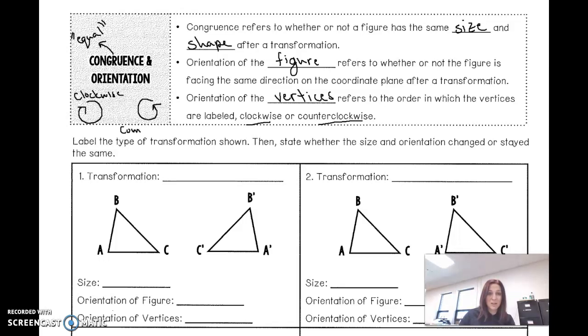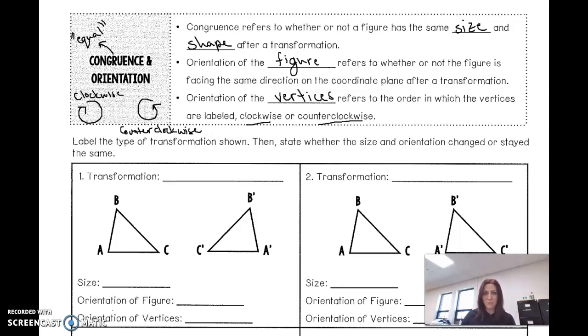Counterclockwise. I don't think I spelled much better, but counterclockwise. Okay? So clockwise and counterclockwise. If that changes, then the orientation of your vertices is changing directions, and I'll show you what we mean by that. That means your orientation has changed.